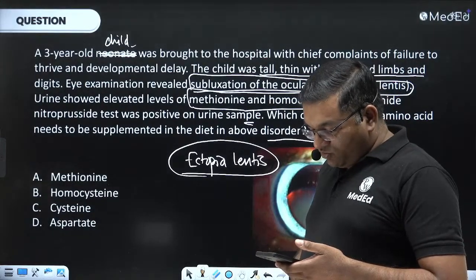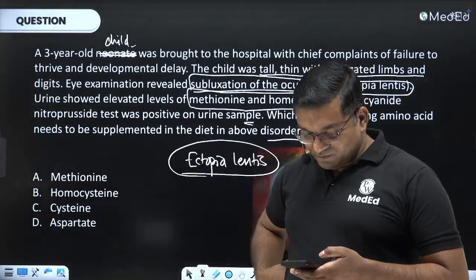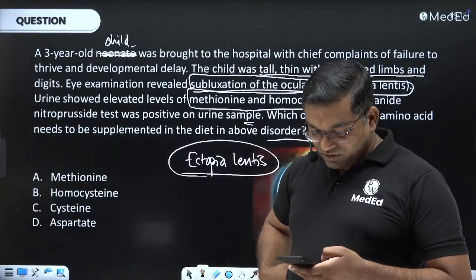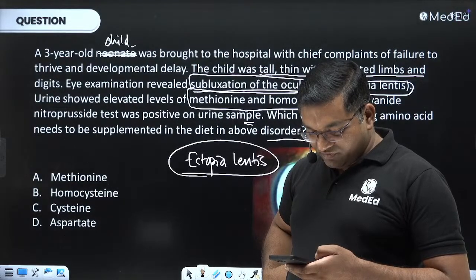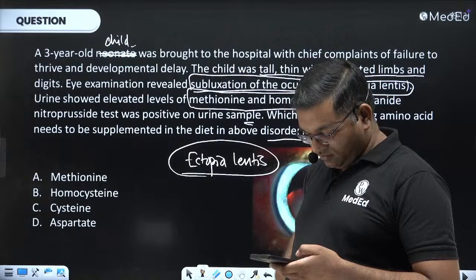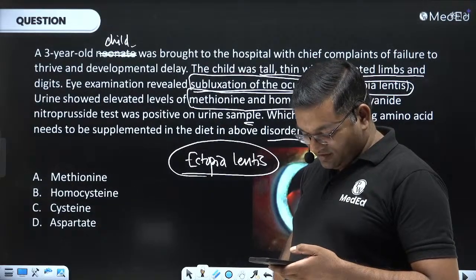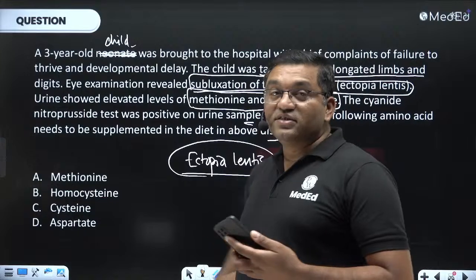Yes, in homocystinuria, nasal means inferomedial, and Marfan superotemporal. Correct? Cysteine is the correct answer.